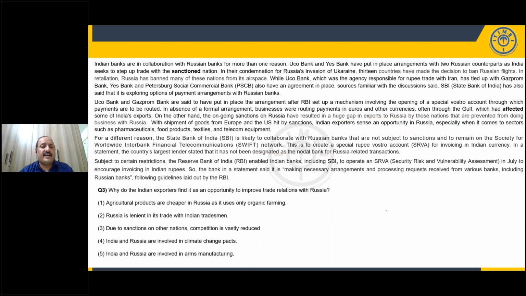Why do Indian exporters find it an opportunity to improve trade relations with Russia? Now, if you look at the second para, they had said that the ongoing sanctions on Russia have resulted in a huge gap in the exports by those nations that are prevented from doing business. So therefore, Indian exports are sensing an opportunity. There's an opportunity because due to these sanctions, many of the countries that were normally doing business are not able to do so. So there is a gap which the Indian exporters can satisfy. So let's see which option talks about this.